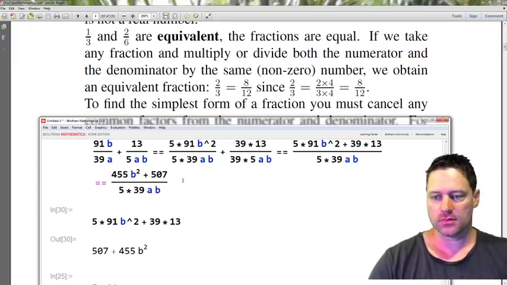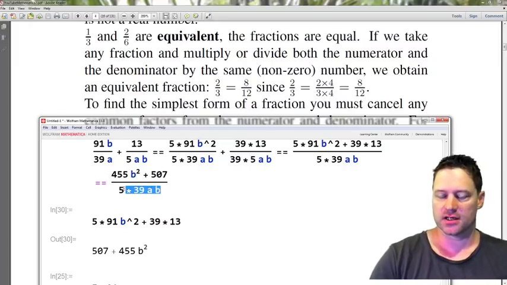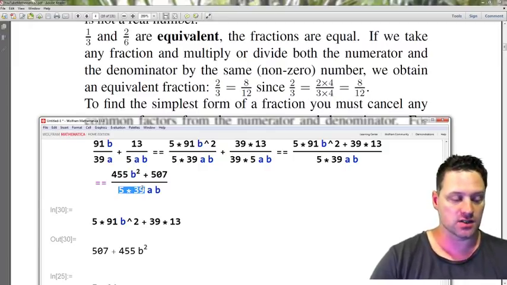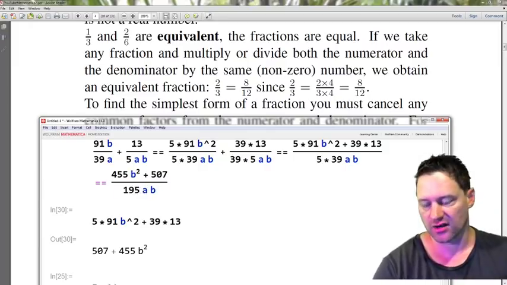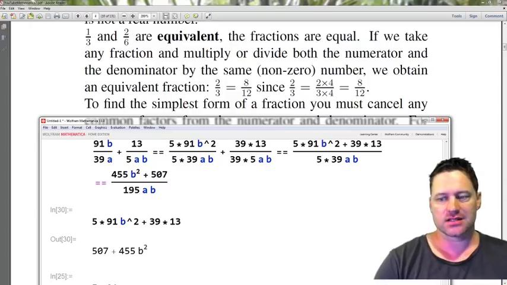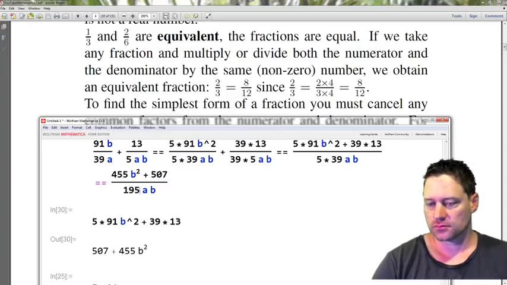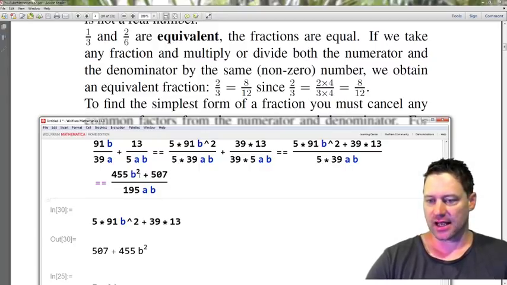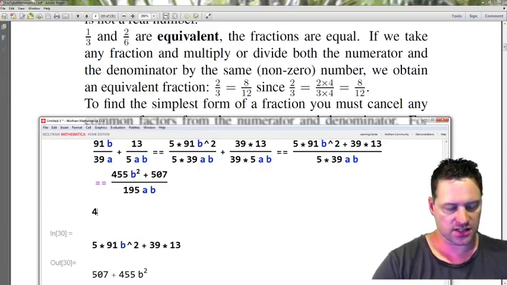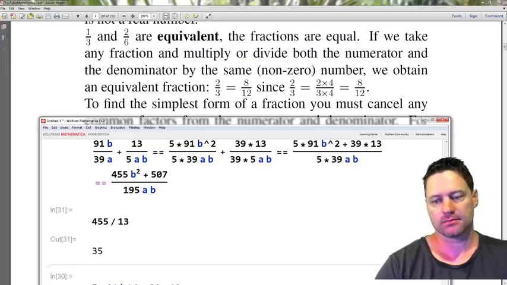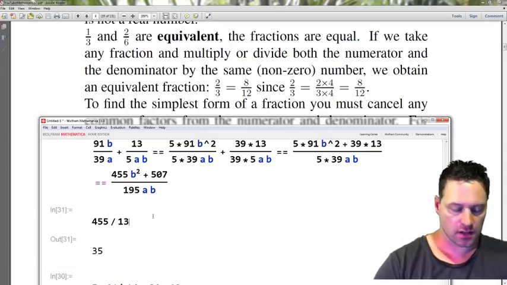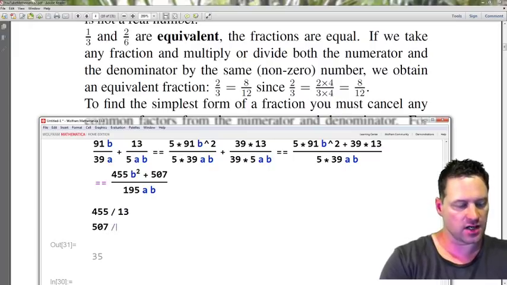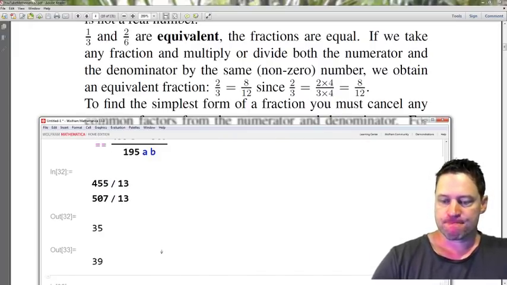And I'll get rid of that. Okay, now what about the denominator? I know that the product of 5 times 39 is 195, so I don't need to calculate that one. Now, is there anything to cancel? Possibly a 13 to cancel. So let's try this. 455 divided by 13 is 35. What about 507 divided by 13? 39.